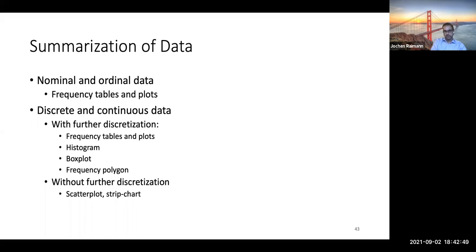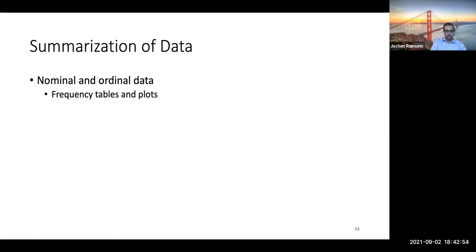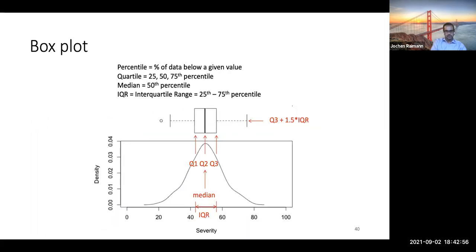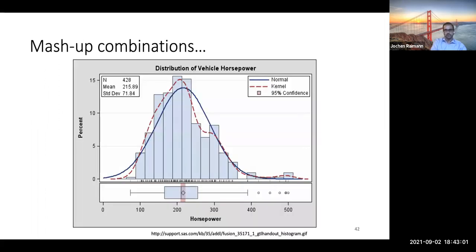Then, without further discretization, we have the scatter plot or strip charts. And scatter plot, I'm not sure we actually have seen a scatter plot. We're missing a scatter plot. A scatter plot is essentially where you have a raw data point, where the y-axis and x-axis show you an exactly matching data point on both axes. We will see plenty of those, so you will definitely see scatter plots, but it essentially shows you the entire scatter of data.